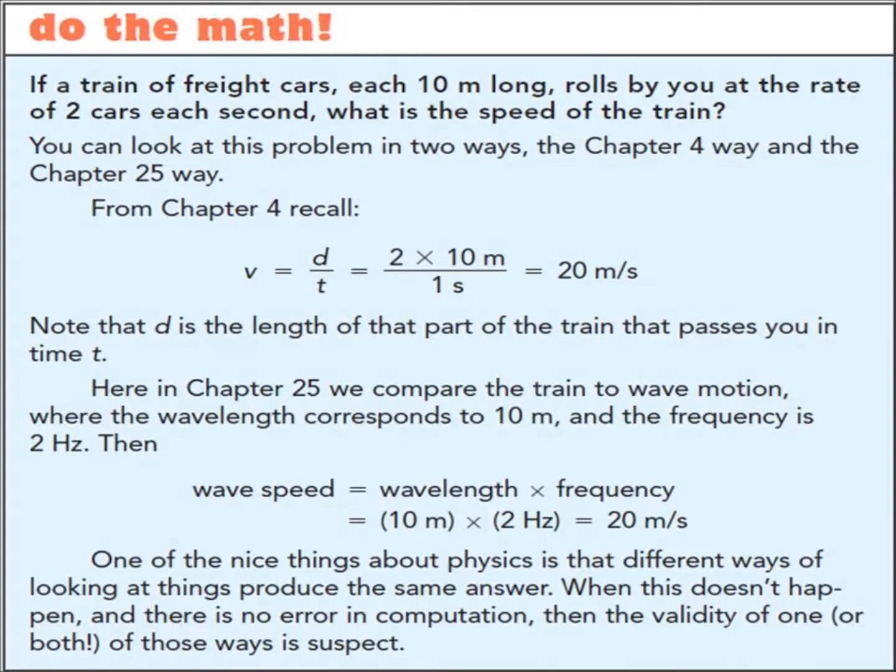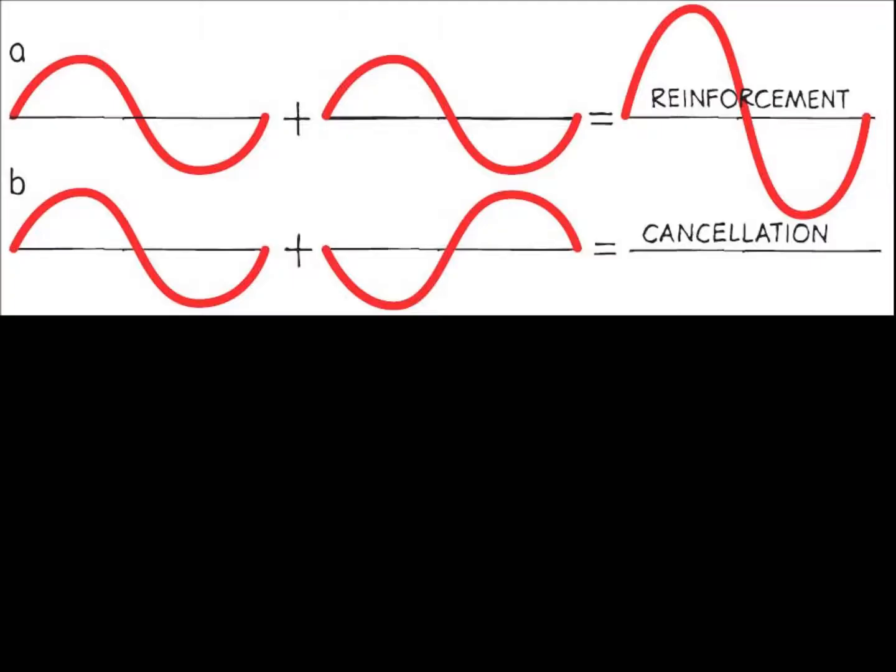Now, if a train of freight cars, well, I'll let you read this problem. This is an example problem that you should be very familiar with. Again, you'll see something very, very simple. Back when we did mechanics, velocity was distance over time, but now the velocity is going to be wavelength times frequency, and that's up to you to make sure you know how to do that.